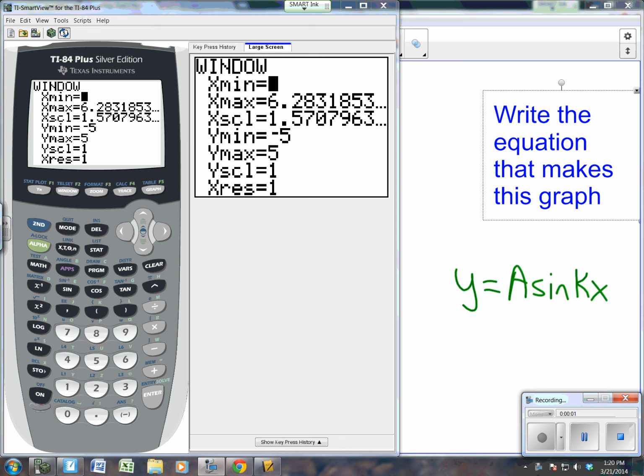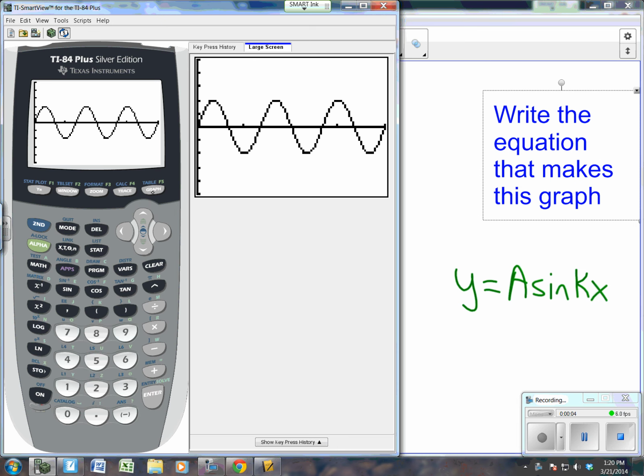Okay, so you guys, we are trying to guess this graph. I'm going back because I didn't have my recorder on. This is for the people at home. My graph looks like this.